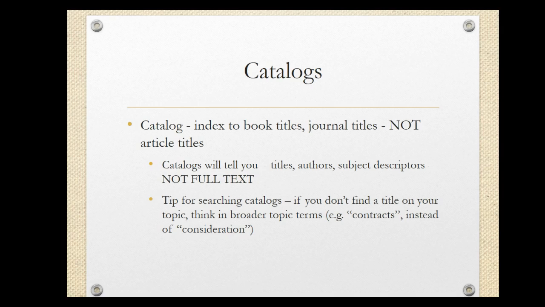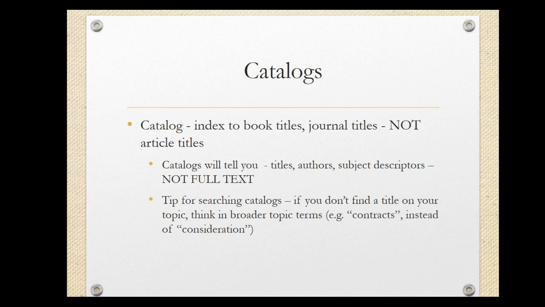Another thing catalogs will not do is allow you to search full text. Now, sometimes that's a disadvantage because when you find something, you want to read the full text, but sometimes that can be an advantage if you're getting way too many hits on something, if you're using very common search terms. So sometimes catalogs can help in that regard. Catalogs will tell you the titles, they'll tell you the authors. They will also give you subject descriptors, and we'll talk a little bit more about them in just a few minutes.